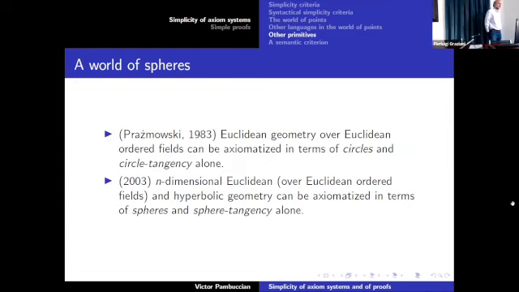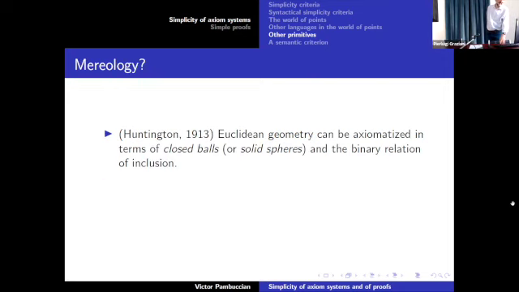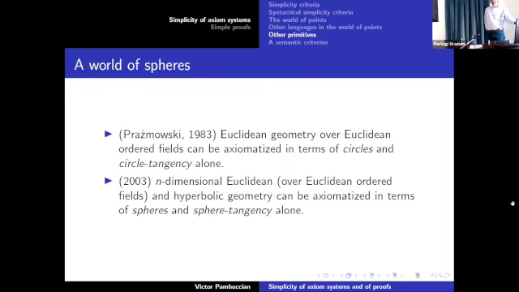I've generalized that to show that n-dimensional Euclidean and hyperbolic geometry can be axiomatized in terms of spheres and sphere tangency alone. So this is again as good as it gets, because you can't do better than a binary relation, right? And this time there is no more dimension in which it doesn't work. Remember, in Euclidean and hyperbolic, we had the dimension 3 that was bad. In Euclidean, you have the dimension 2 that also doesn't work. Here it works in all dimensions.